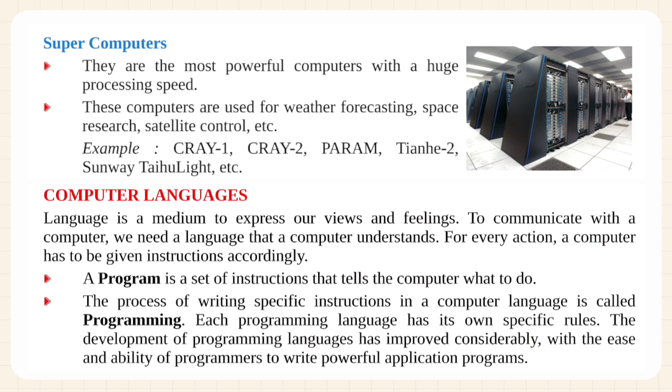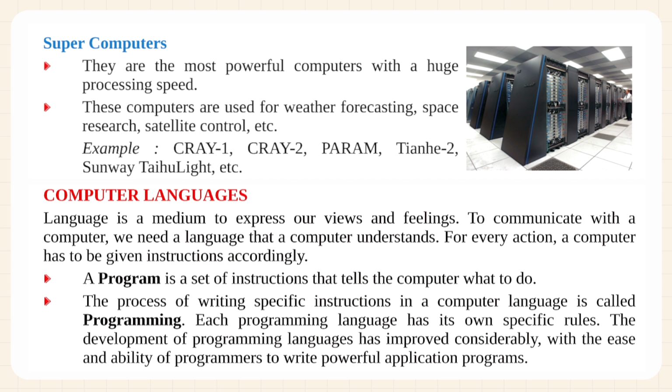Supercomputers. They're the most powerful computers with a huge processing speed. These computers are used for weather forecasting, space research, satellite control, etc. Examples: Cray-1, Cray-2, Param, Tianhe-2, Sunway TaihuLight, etc.